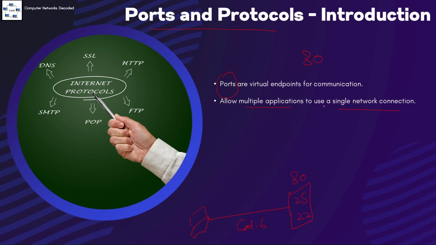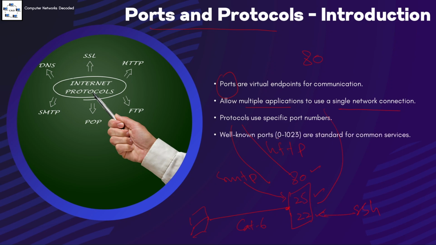So by this sentence, we mean that we have a single physical network connection, but we can use this one connection for multiple applications. And the protocols use specific port numbers, such as HTTP, the web protocol, which uses port 80. Similarly, the protocol SMTP. We will study these protocols and their port numbers in detail in the coming slides. SMTP uses port 25, and similarly the SSH protocol uses port 22.